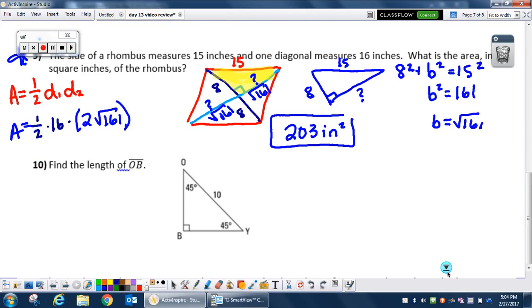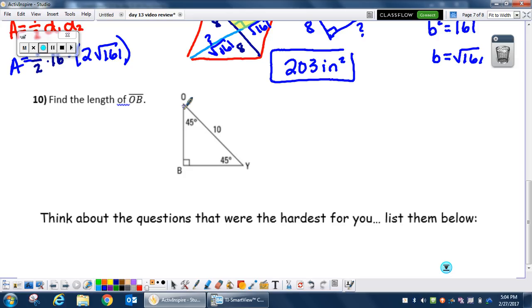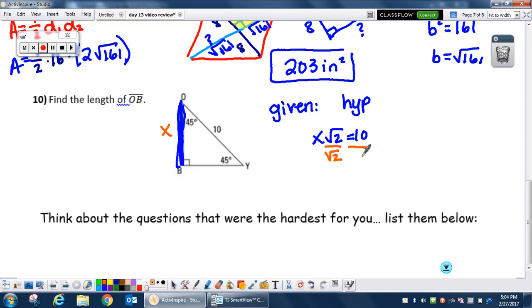And number 10, we have a special right triangle, so we're finding side OB. We first realize what triangle we have. It's a 45-45-90, and we are given the hypotenuse. So that means x times the square root of 2 equals 10. We want to start solving for x because that'll give us the side length. So divide by the square root of 2 on both sides. X equals 10 over the square root of 2.